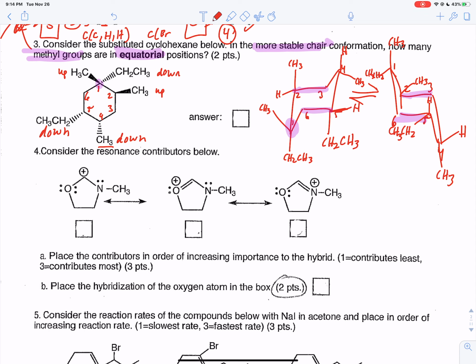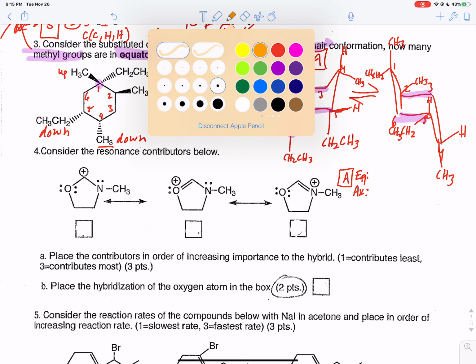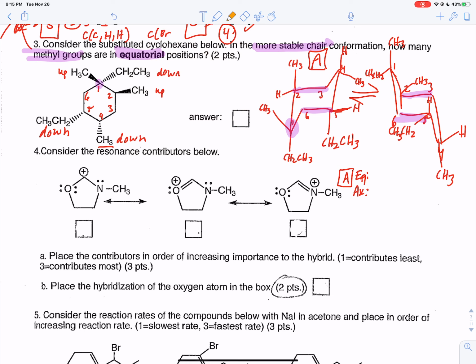Now the question is asking us for the more stable one. So we have to decide which one out of these 2 is the one that is more stable, okay? And that's dependent upon the groups, how many we have equatorial and how many we have axial. So we can write, like this is chair A. Okay, so chair A. What's equatorial and what is axial? Okay, so what groups do we have equatorial? I'll highlight them. So let's pay attention to our bulky groups. All right, well, both those ethyls are axial.